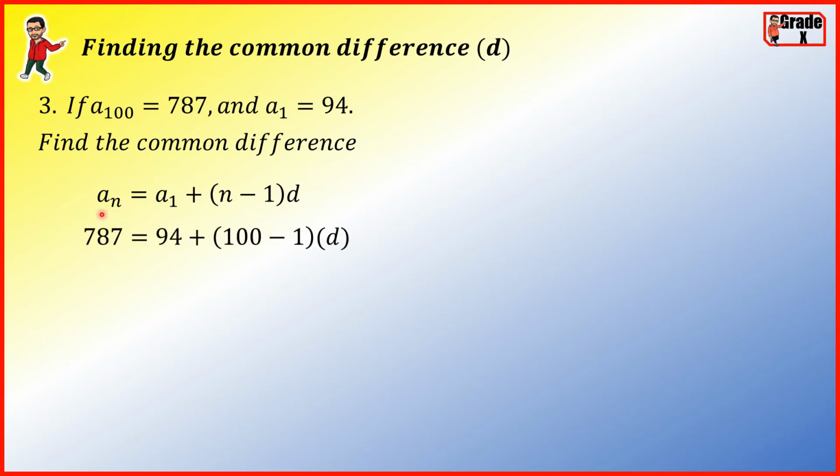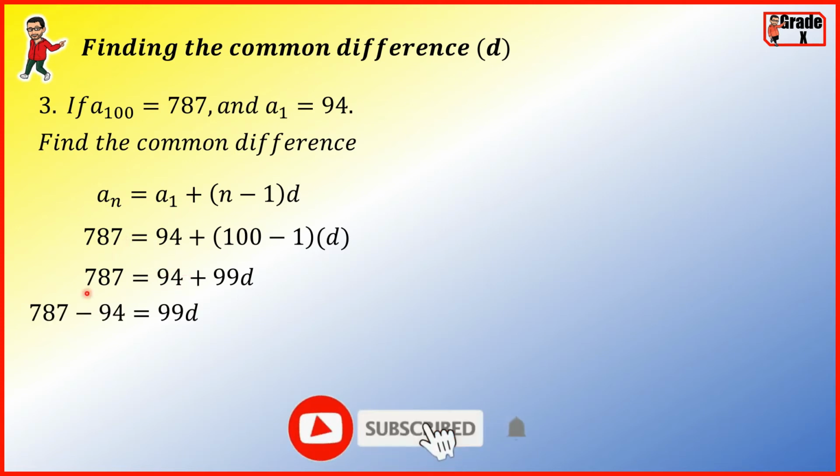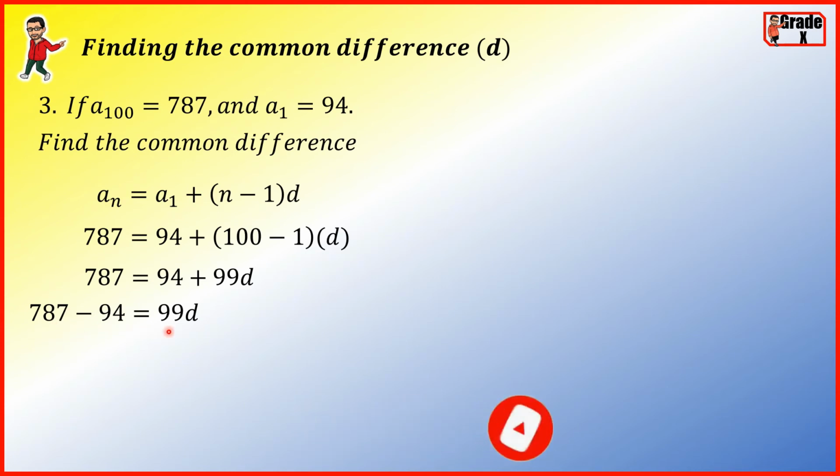Ang ating a sub n is 787 equals, yung a sub 1 natin ay 94 plus yung n natin is 100 minus 1 times d. 787 equals 94. 100 minus 1 is equal to 99 times d. Then ilipat natin itong 94 sa kabila, so ito ay magiging negative 94. So that is 787 minus 94 equals 99d.